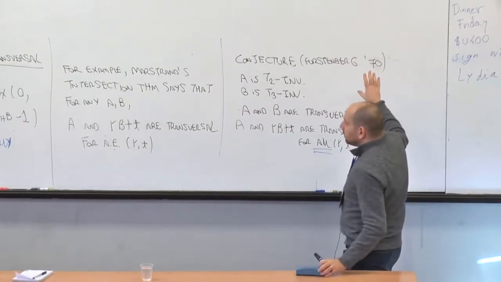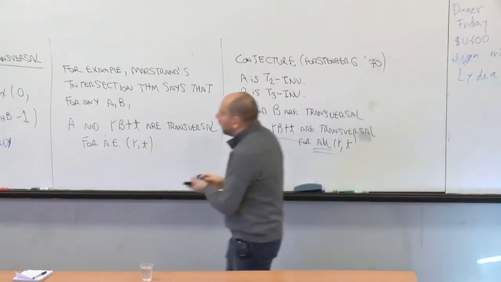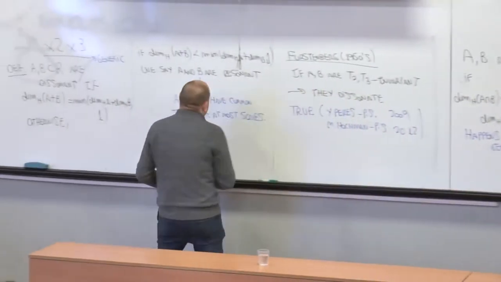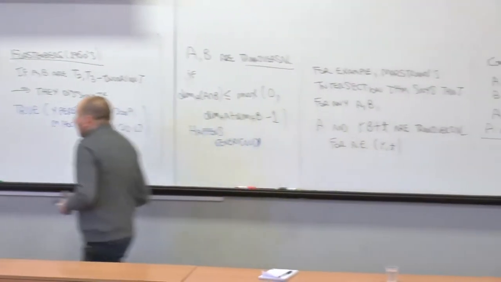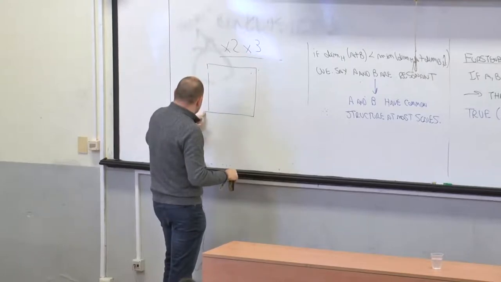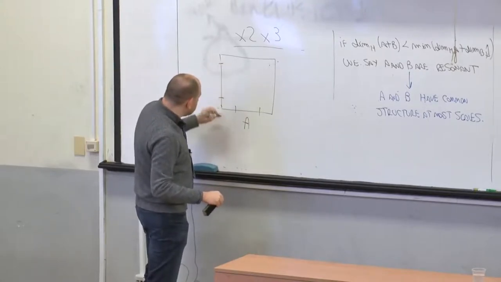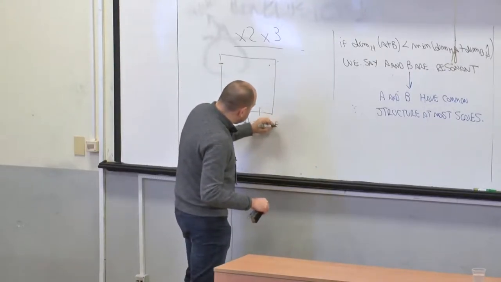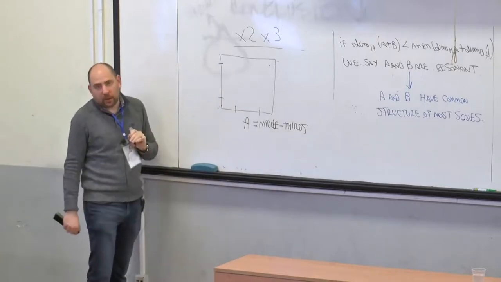Okay, so heuristically, this conjecture, at least the strong version, is stronger than this conjecture. Let me draw a picture to explain why. Let's look at the product set A times B. Here we have A, for example. A could be the middle-third Cantor set. From now on, I'm going to look at just one example, for concreteness. So A will be the middle-third Cantor set, and B will be the middle one-quarter Cantor set.